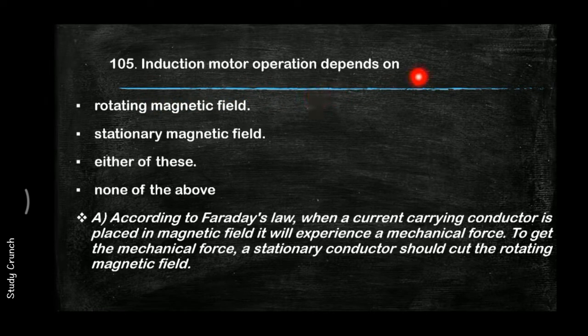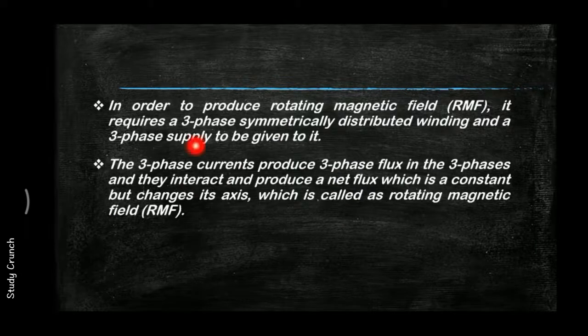Next, induction motor operation depends upon, so it depends on the rotating magnetic field. According to Faraday's law, when a current carrying conductor is placed in magnetic field, it will experience a mechanical force. To get that mechanical force, a stationary conductor should cut the rotating magnetic field. We know that in order to produce a rotating magnetic field or RMF, it requires a three-phase symmetrical distributed winding and a three-phase supply to be given. So the three-phase current produce a three-phase flux in three phases and they interact and produce a net flux which is a constant, but it changes its axis, which is called the RMF.